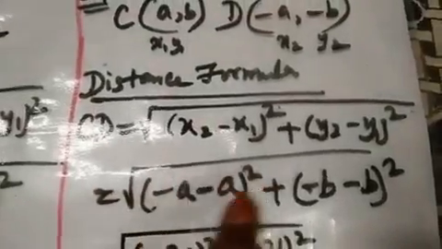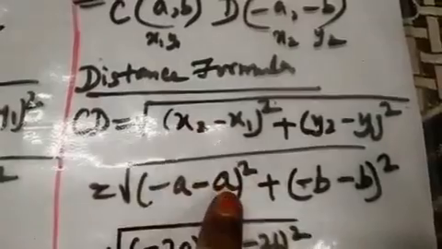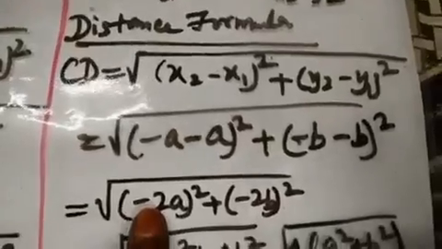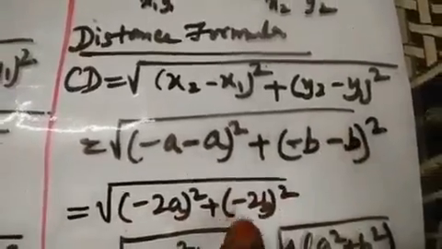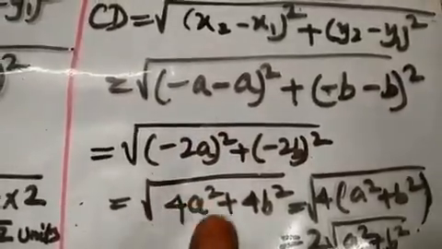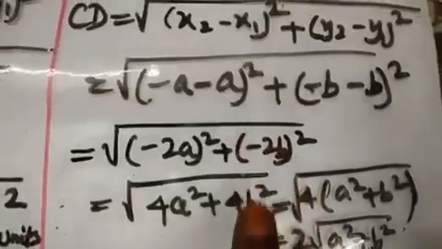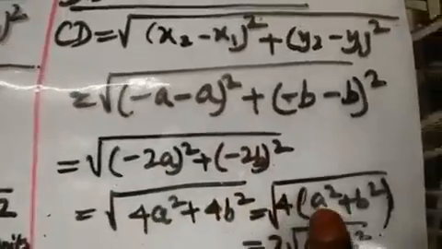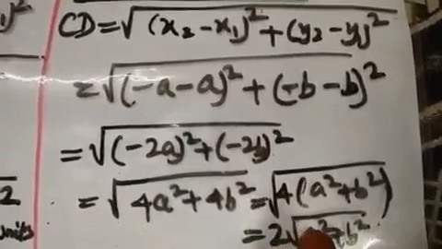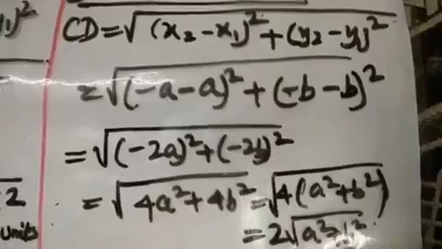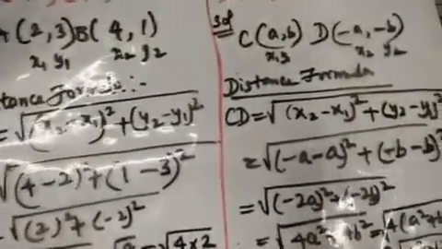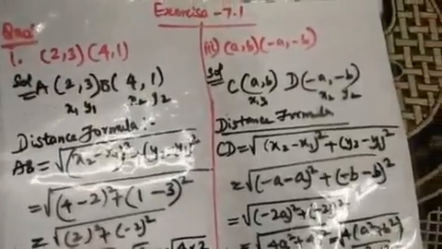Now after substitution, you can see they are like terms. So minus a, same sign. There are two negative a, so minus 2a. Same goes for minus 2b. And when you open the square, minus into minus is plus. 2 2s are 4, a square. And here also the same. And 4 is common in both, so I will take out 4 as common. And the square root of 4 is 2. It comes out of the root. And root a square plus b square will remain the same. So by this we have completed our first question and we have seen how to use the distance formula.